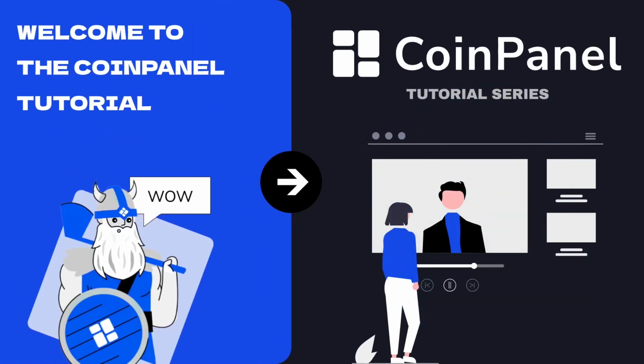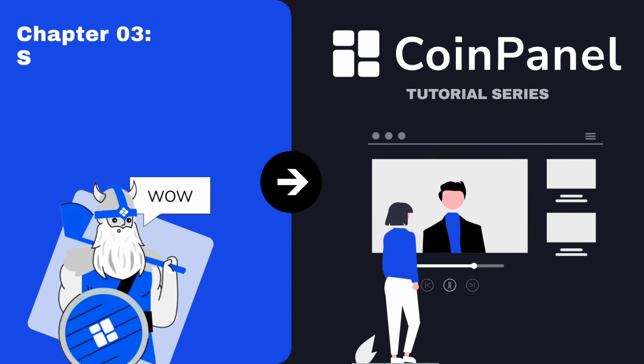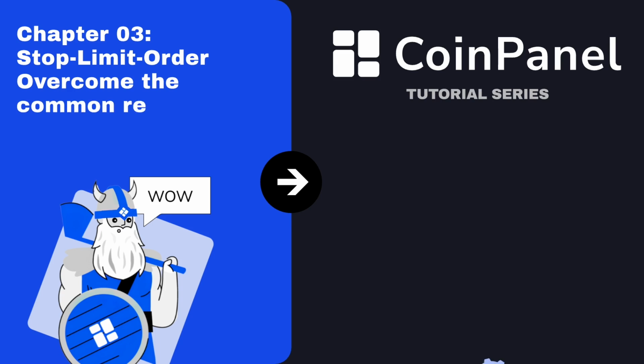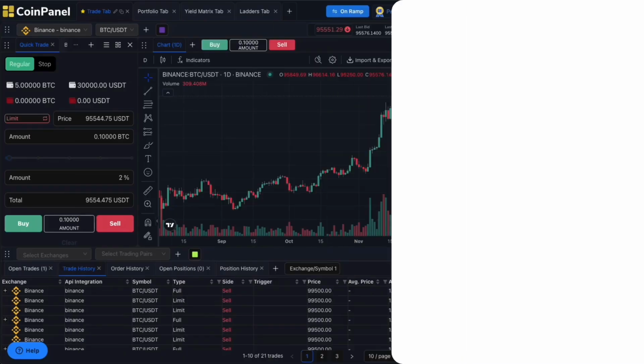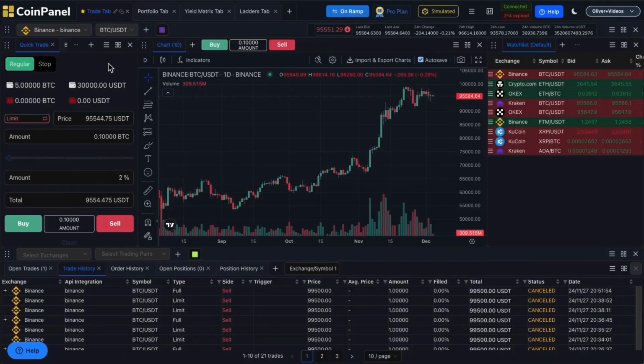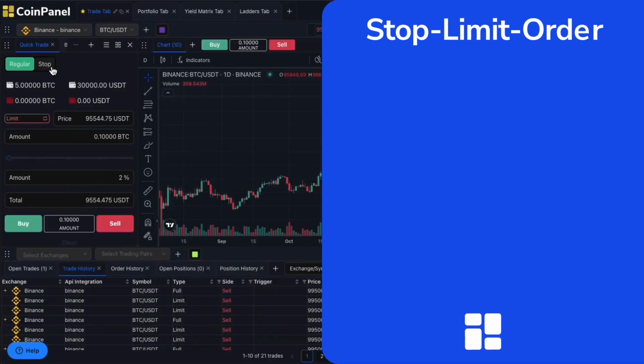In this video, we'll explore CoinPanel's Stop Limit Order. This feature helps you overcome the common restrictions set by exchanges, giving you unmatched flexibility. Let's dive in. Let's explore the three main advantages CoinPanel's Stop Limit Order gives you.